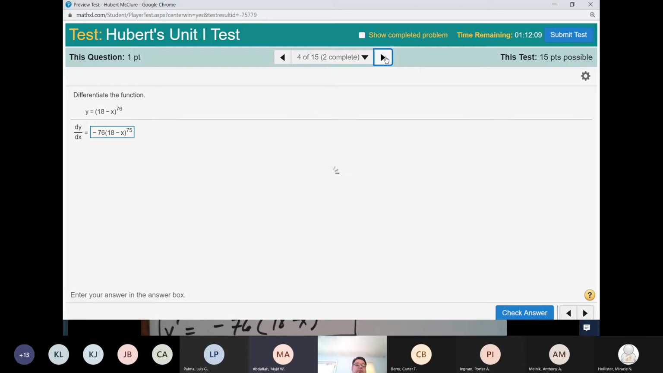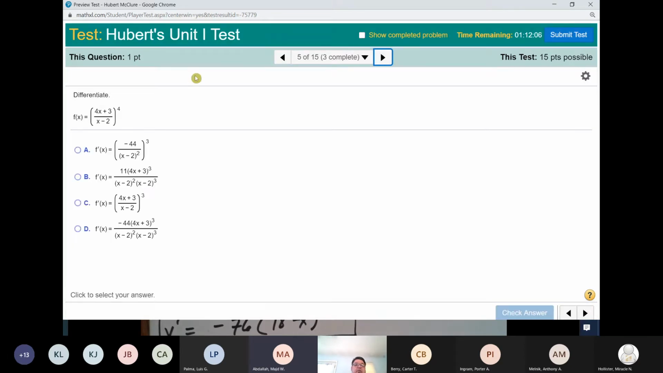Next. Mr. Abdallah, come on, you're typing, man. All right, try this one. Differentiate means take the first derivative. And somebody's incoming message came in also.